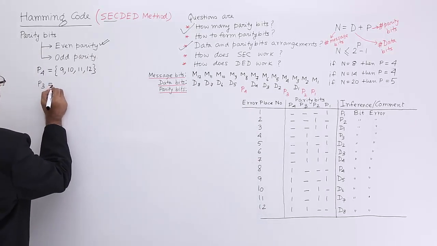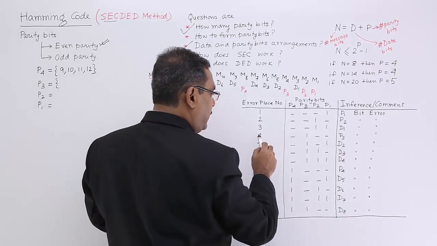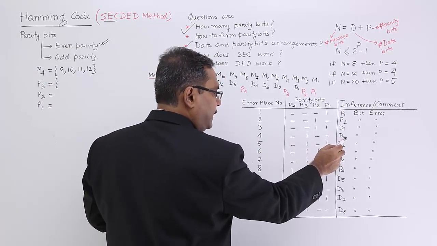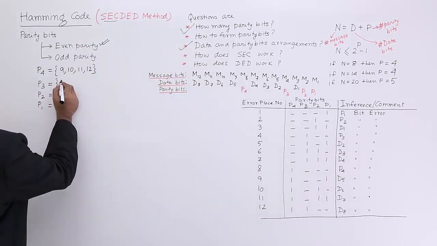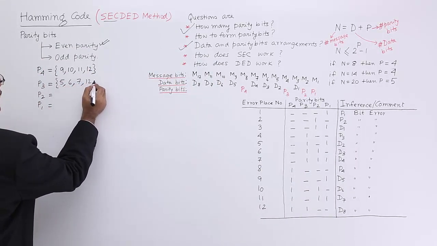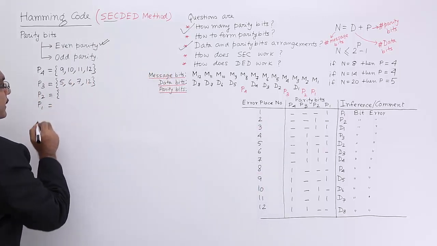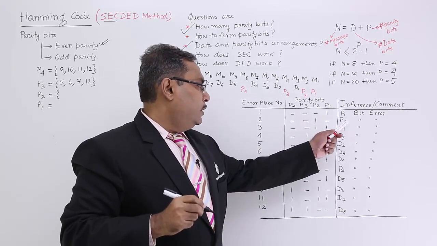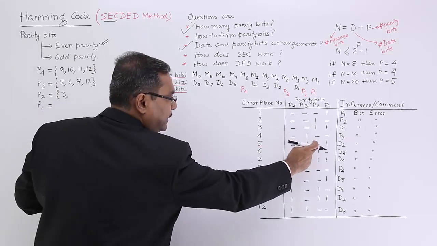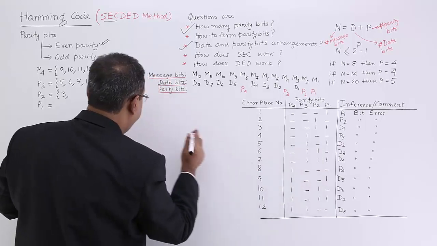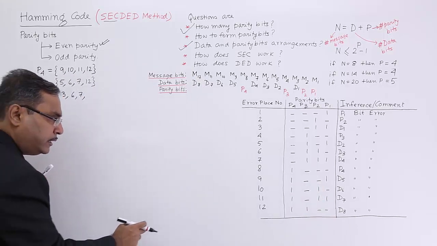And what about P3, P2 and P1? I shall have to calculate. Now for P3, I am having 4, which should be ignored because it is a parity bit. So 5, 6, 7 and 12. And now for P2, I am having 2 containing the parity bit, I am ignoring. So I am taking 3, and then 6, 7. Then I am having 9, 10 and 11.